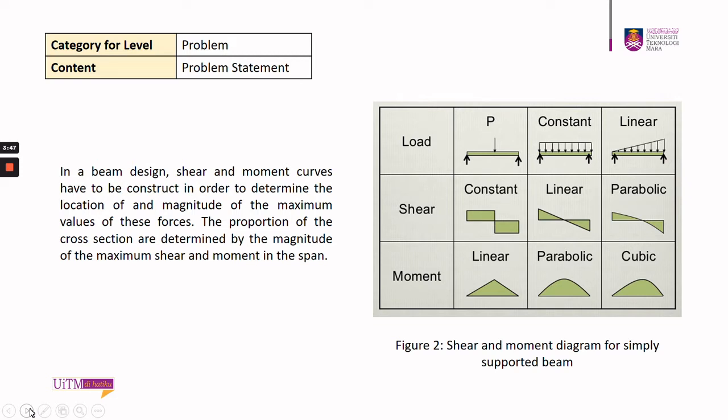As a problem statement, in a beam design, shear and moment curves have to be constructed in order to determine the location and magnitude of the maximum values of these forces. The proportion of the cross-section is determined by the magnitude of the maximum shear and moment in the span. The figure shows the shear and moment diagram for a simply supported beam as your reference.